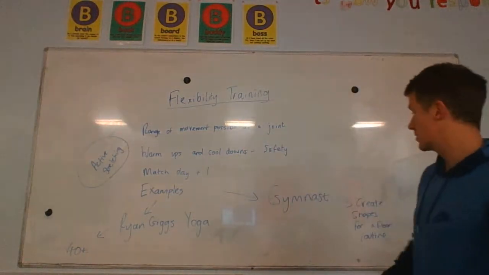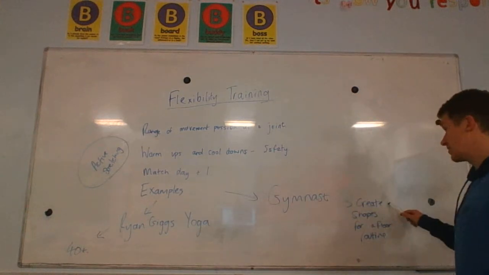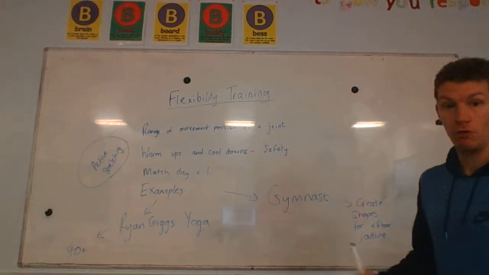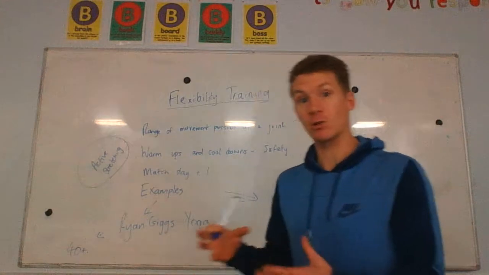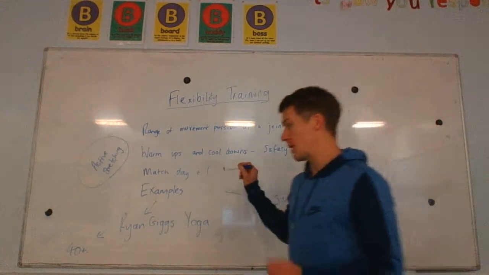One is for a gymnast, where the sporting context is possibly to create shapes on the floor in a floor routine. It's quite obvious that she or he needs flexibility. And another good example is Ryan Giggs.